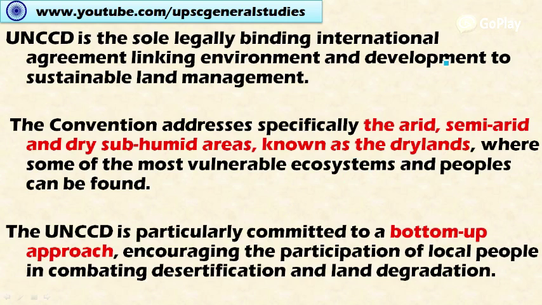As I mentioned earlier, it is the sole legally binding international agreement linking environment and development to sustainable land management. This convention specially addresses the arid, semi-arid, and dry sub-humid areas known as drylands. Drylands are the areas of concern under this convention. Another speciality of the convention is that it is particularly committed to a bottom-up approach, that is, decentralized planning and implementation to combat desertification. It encourages the participation of local people in combating desertification and land degradation. So this is a very inclusive approach adopted by the United Nations Convention to Combat Desertification.